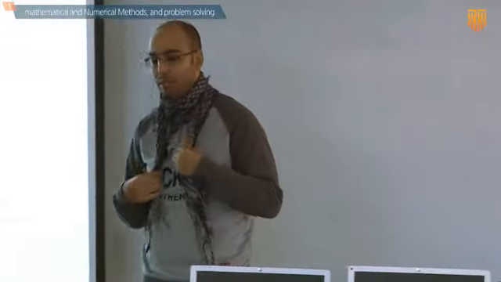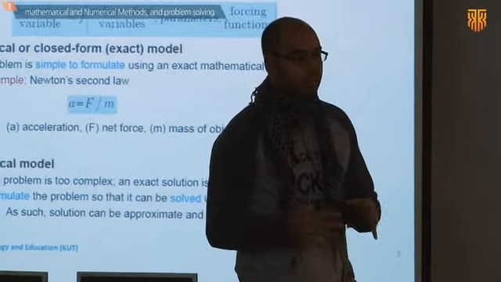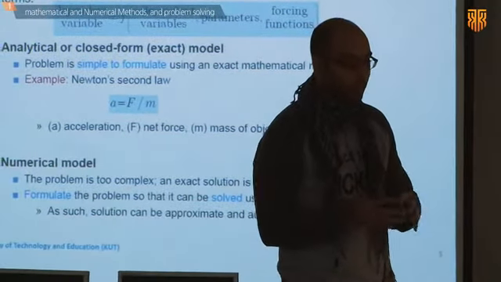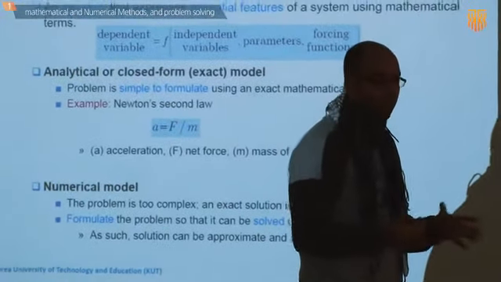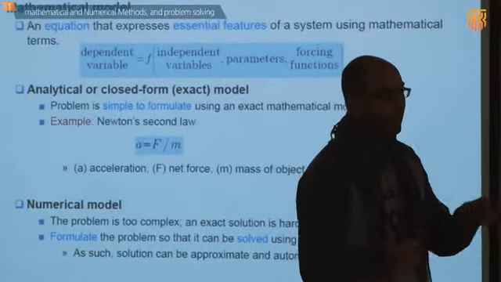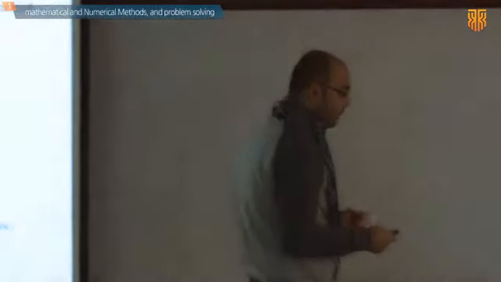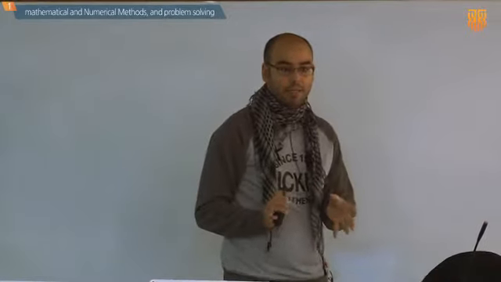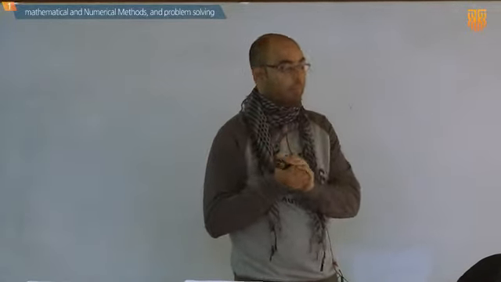how we can model real world problems so that we can represent them in the computer or any computerized system like a mobile phone or whatsoever. Generally speaking, we have two kinds of mathematical models that represent a real world problem.